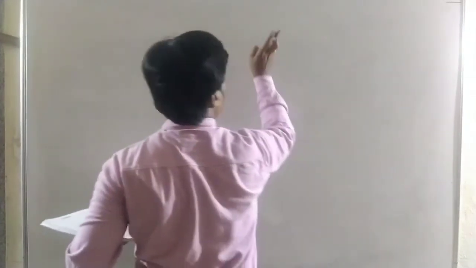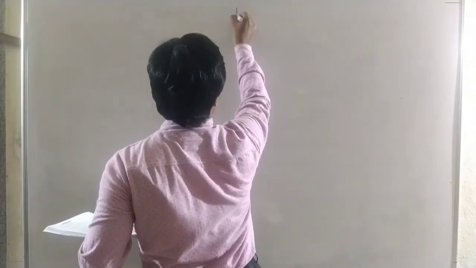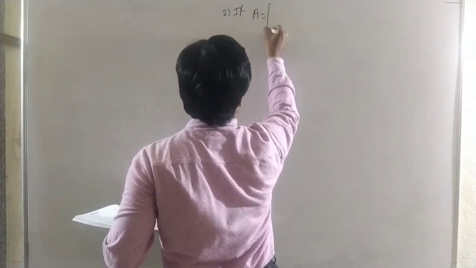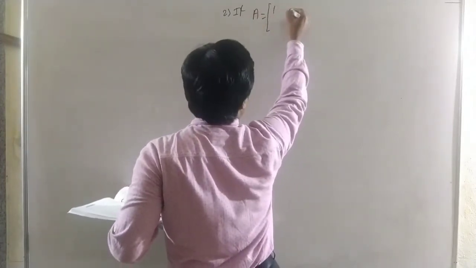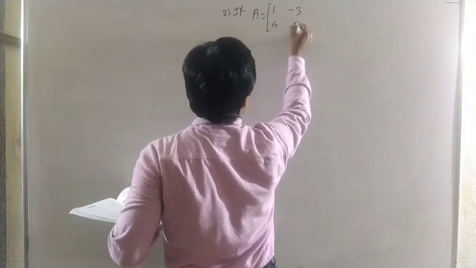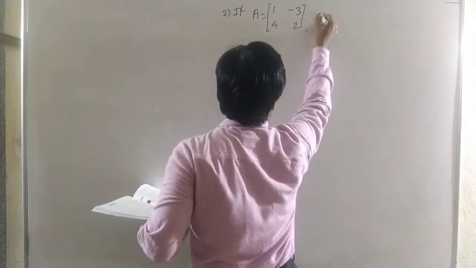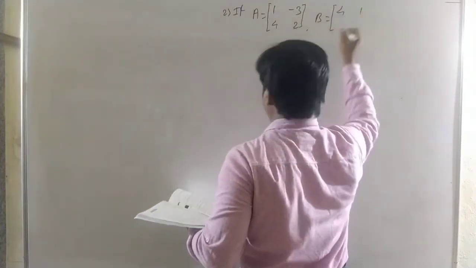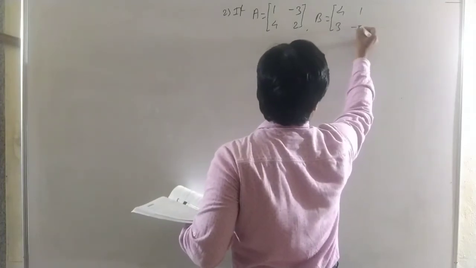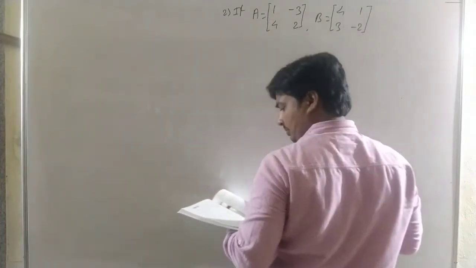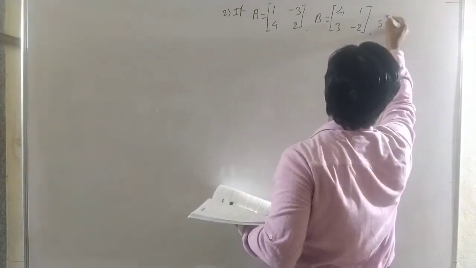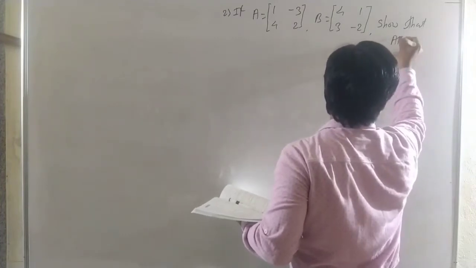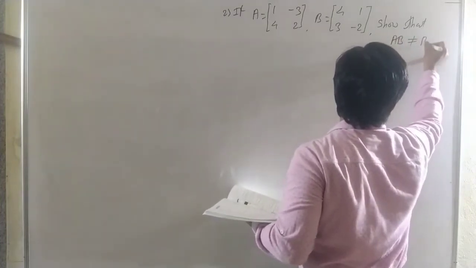Now the second: if matrix A is equal to [1, -3; 4, 2] and matrix B is equal to [4, 1; 3, -2], then show that the product AB is not equal to BA.